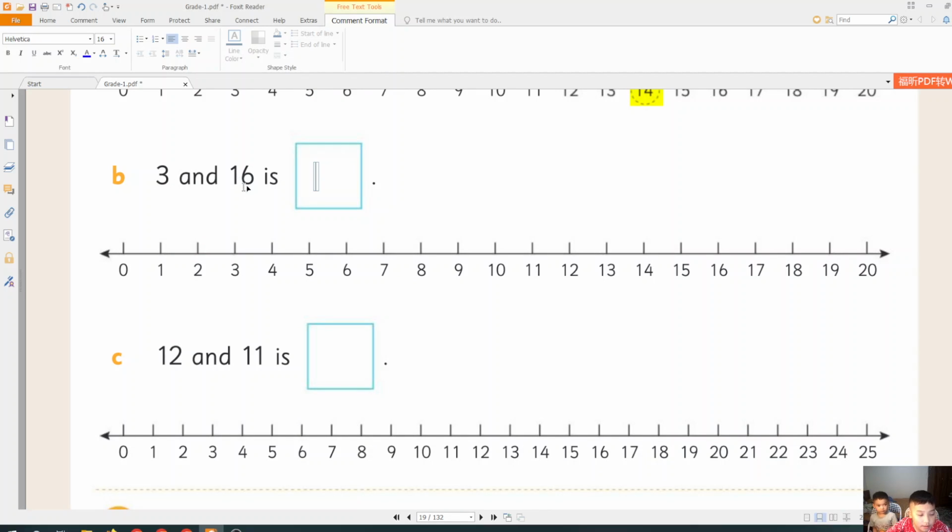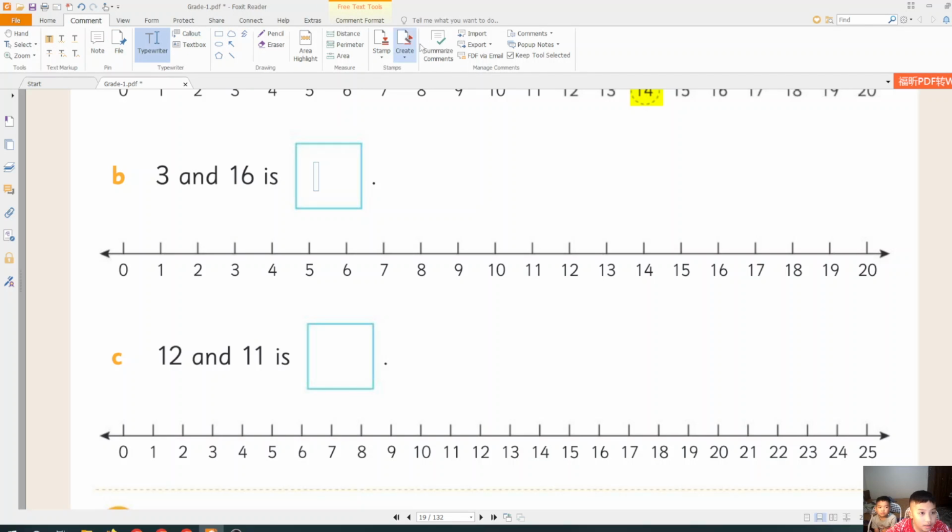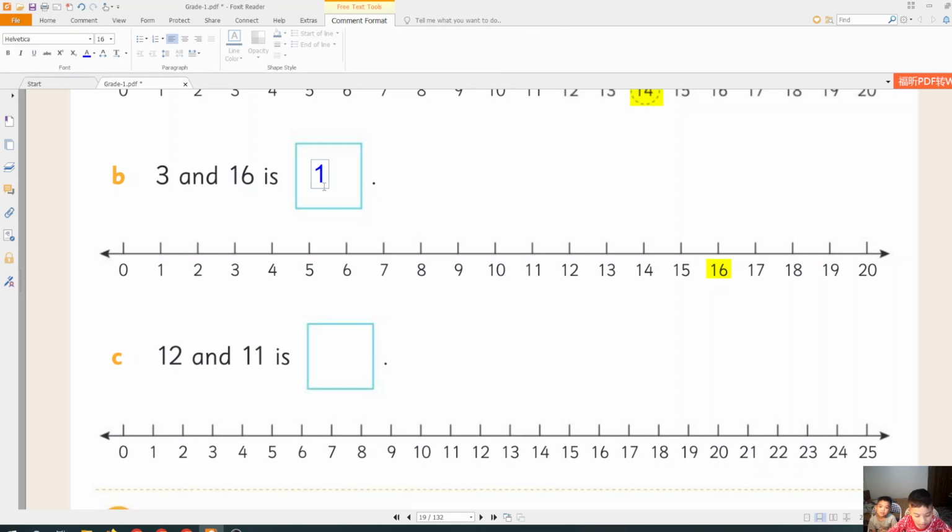Next, let's do 3 plus 16. Let's count. Oh, we have to switch it first. We can switch it into 16 plus 3. This is number 16. Let's count. 16, 17, 18, and 19. This other answer is 19.